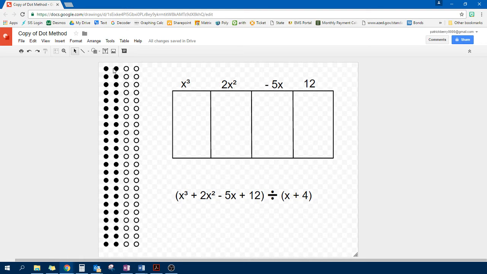So the next thing we want to do is add some dots into the boxes by using the coefficient. So positive x squared really just means positive 1x squared. We put 1 dot there. For 2x squared, we put 2 because our coefficient is 2. The next one is negative 5x, and because it is a negative, you want to use anti-dots, which are the open circles. You can also click one at a time. It's up to you. And then the next one is 12. So we're going to put 12 in there.